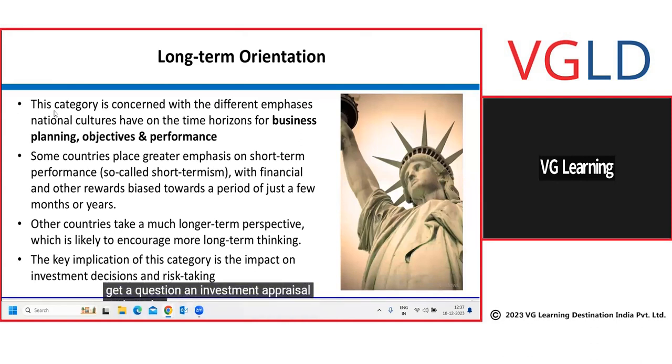So if you get a question on investment appraisal, and maybe there's an opportunity to explore the different cultures that might be relevant to the decisions being considered, think about whether the culture is more likely to emphasize short-term requirements, short-term returns, or whether in fact the business is able to take a more long-term perspective on possible returns from investment.